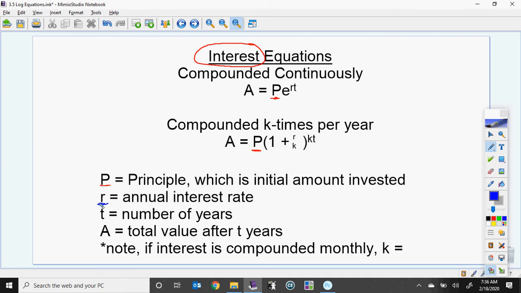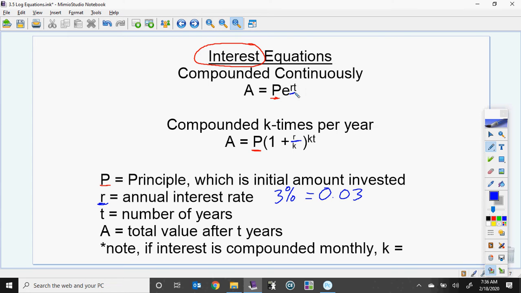R is our annual interest rate. And remember that if I have 3%, I need to change R to a decimal. So 3% would be 0.03. And there's our R, which by the way, should be a fraction. And R.